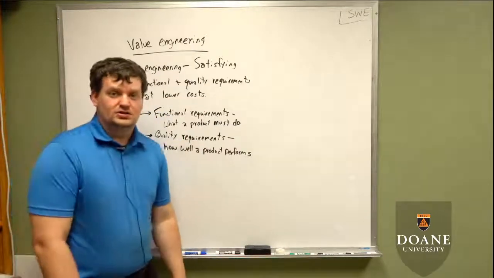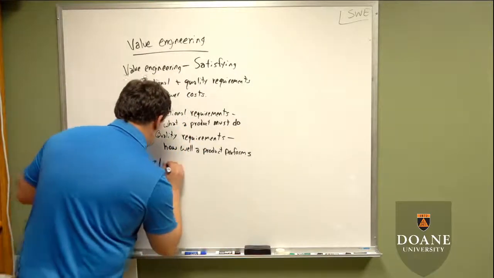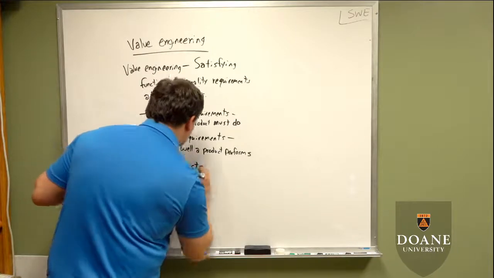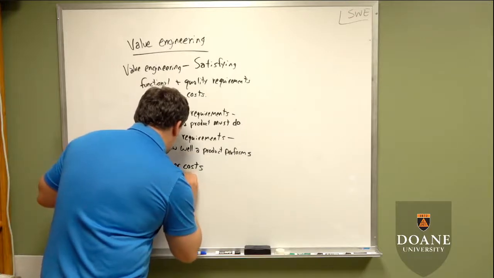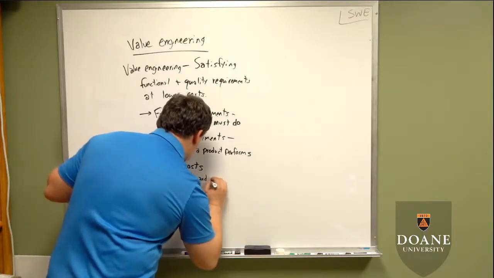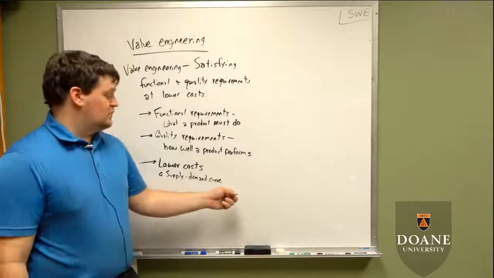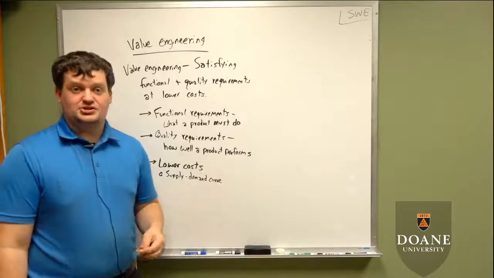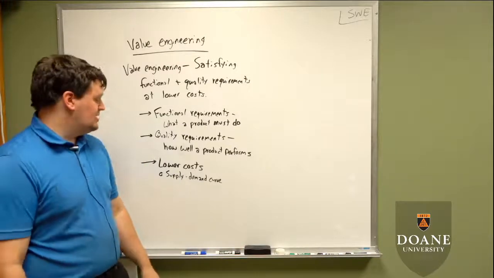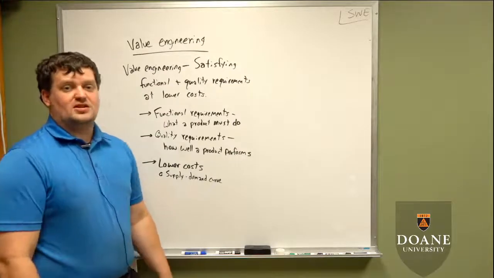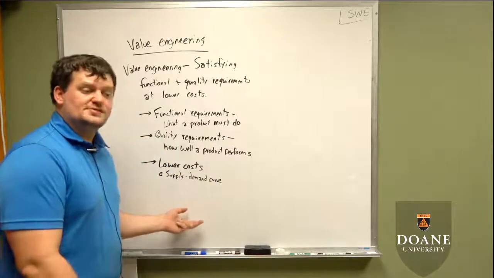Now, the big thing here is what makes this value engineering is that the ultimate goal is to lower costs. Okay? Why do we lower costs? Why is it important to lower costs? Well, you have your supply and demand curve. If you reduce the price by some percentage, you will see an increased demand in your product. The cheaper your product is, the more people will buy them. That's supply and demand. That's the very nature of business model here. So you can make more money selling more product if you just cut costs a little bit.